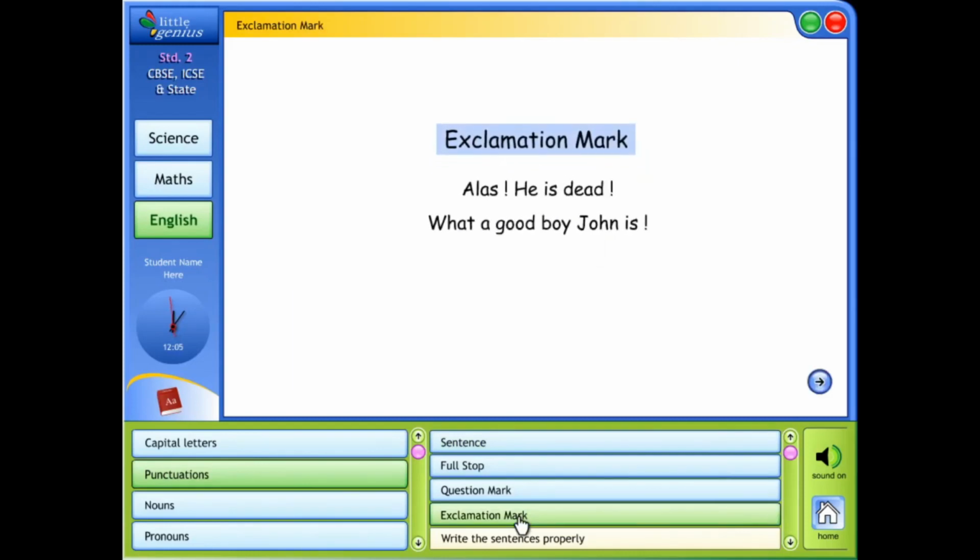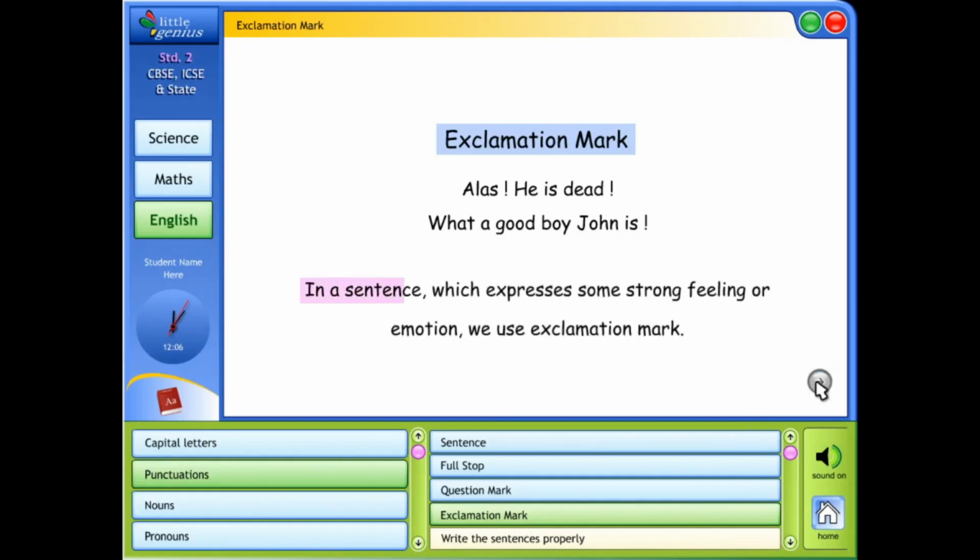Exclamation mark. Alas, he is dead! What a good boy John is! In a sentence which expresses some strong feeling or emotion, we use an exclamation mark.